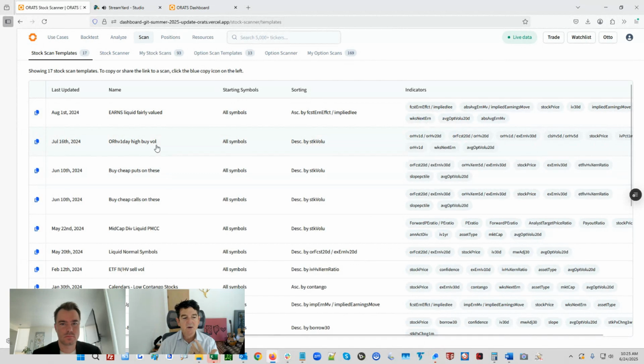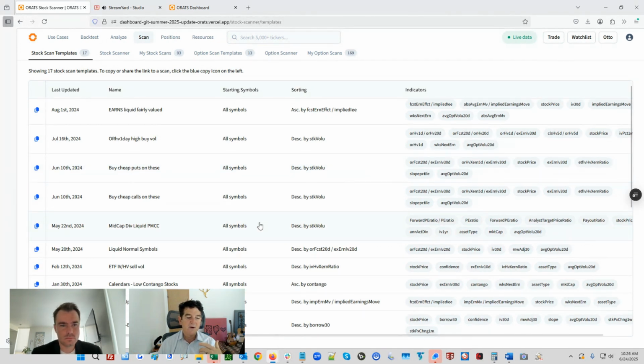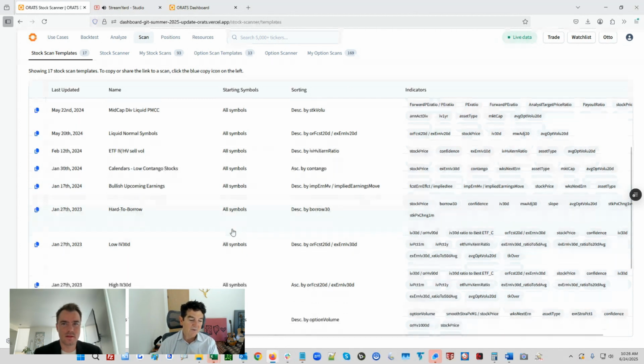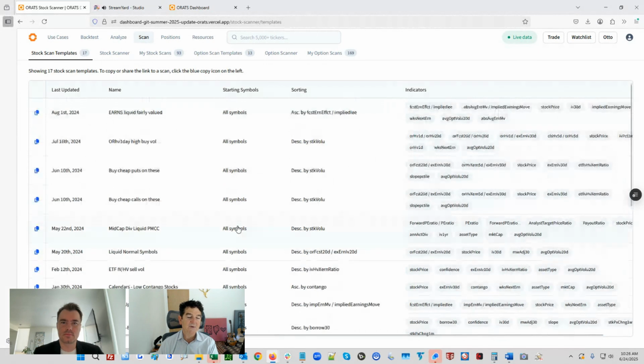I like to buy cheap. I always like to have cheap puts and calls on stock. So how do I find those? I look at our forecast divided by the implied volatility. Sometimes I want dividend stocks. Sometimes I want calendars, so I want low contango, or high contango, or low contango meaning backwardation. FedEx would be a good calendar stock, even without earnings. Or hard to borrow. You could identify so many different types of stocks.